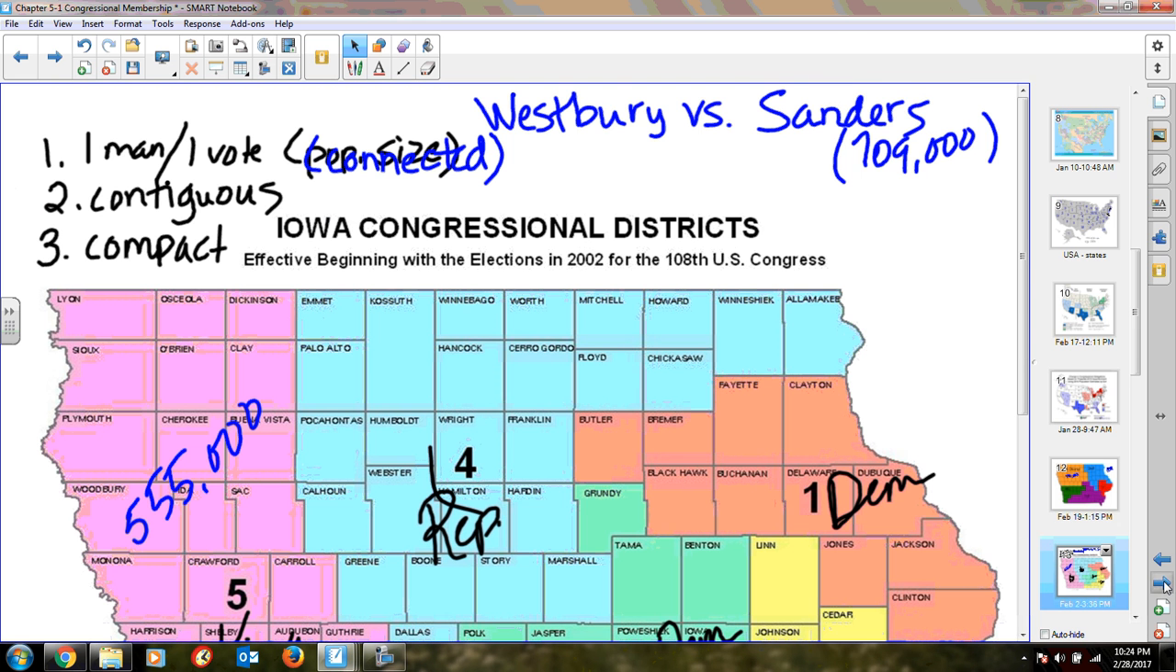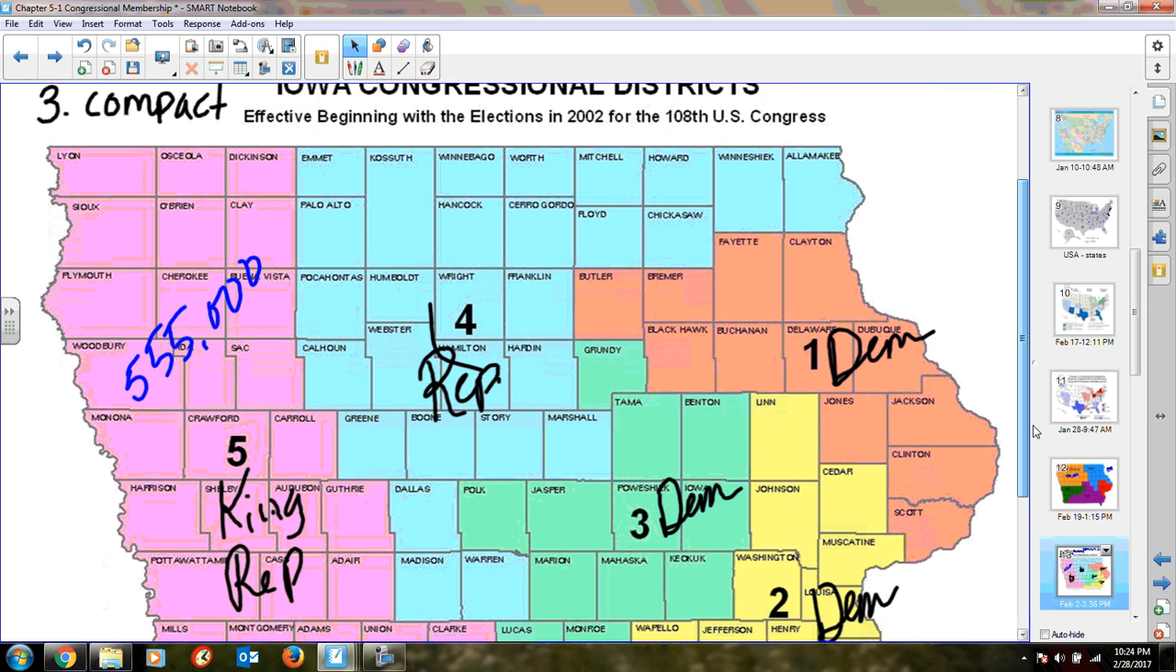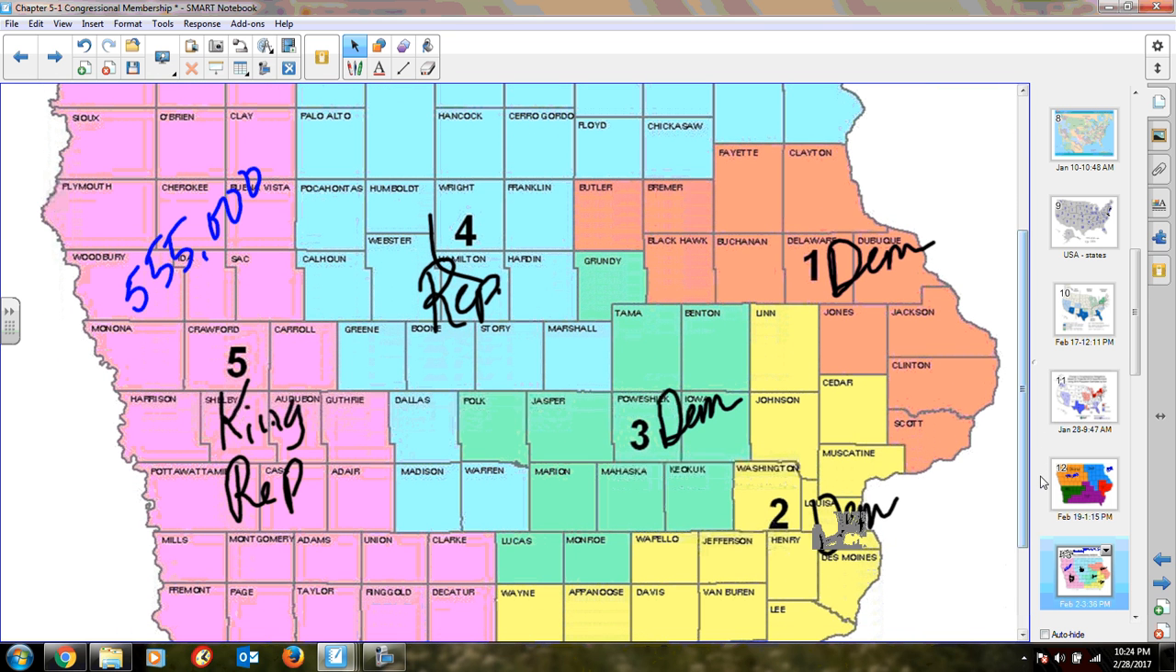So what happened in 2000? Well, in 2000, the number jumped a little bit to about 555,000. And notice how our congressional districts changed. This took all of the western side of Iowa to make the 550,000 people. The 4th district, which is really kind of hard to see between the blue and the green, these are all 4th districts, and that is 555,000, 555,000, 555,000. So you can tell by looking at the Iowa map that our population is shifting east and south.